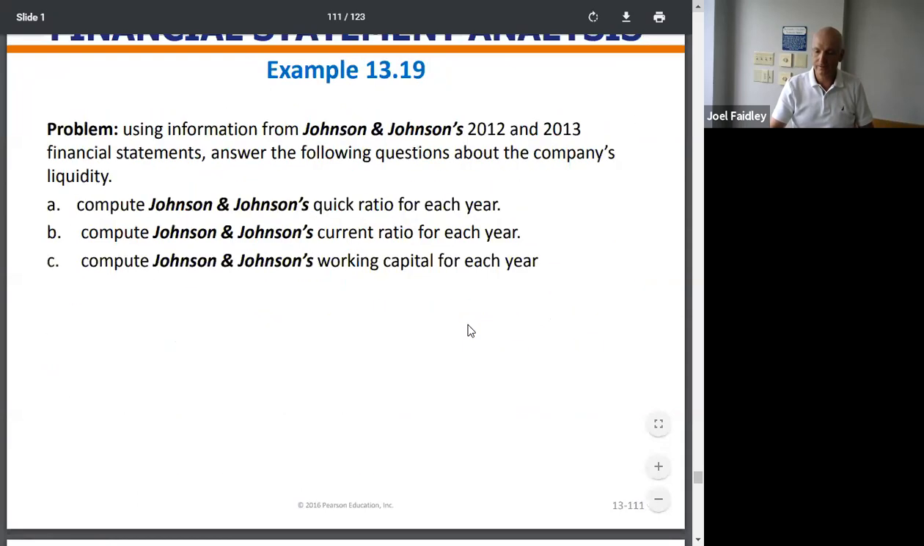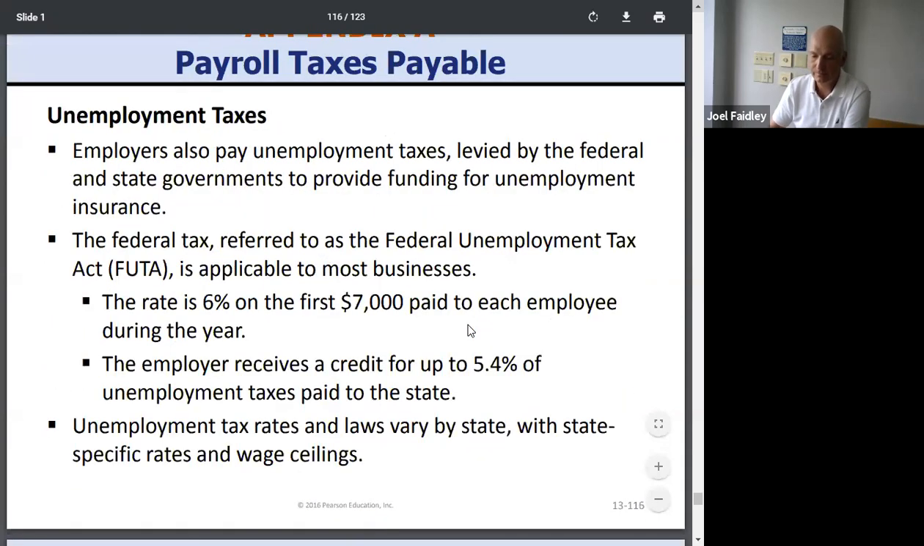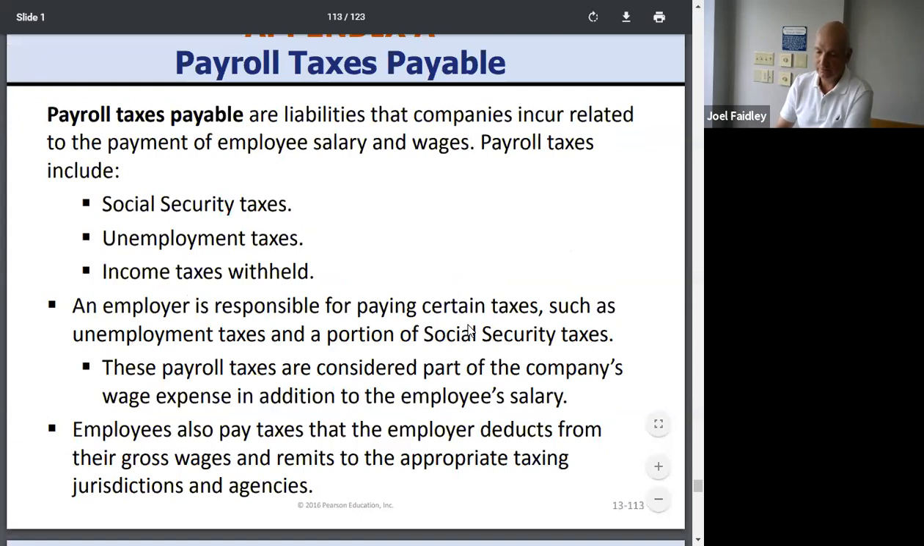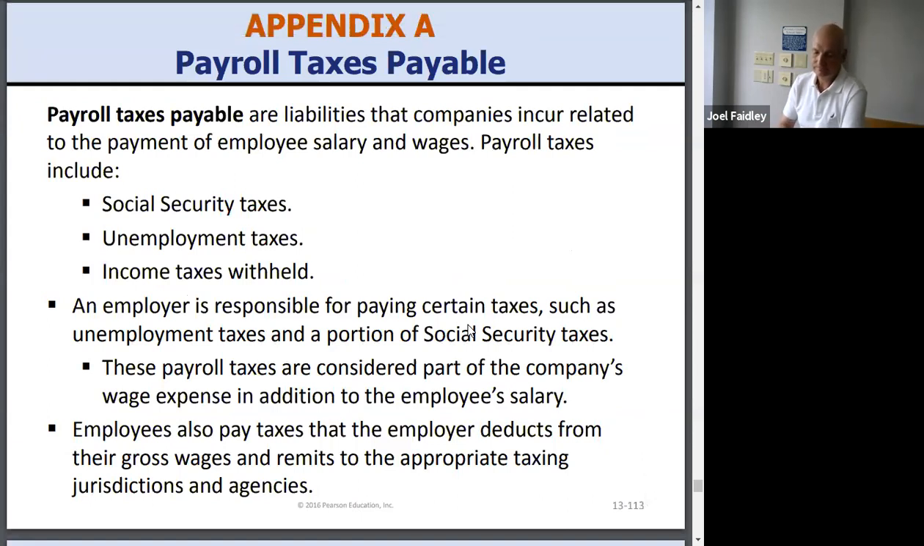All right, I think that is it for this chapter. Payroll taxes. Forgot about that because I do have exercises in Pearson for payroll tax. Payroll tax is important. I know we don't talk about it in principles.